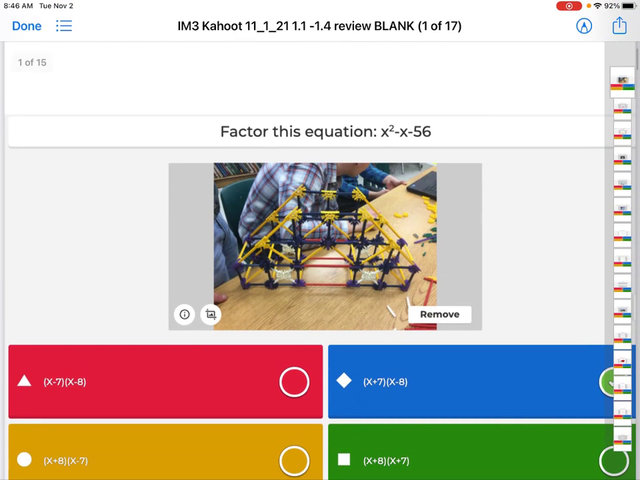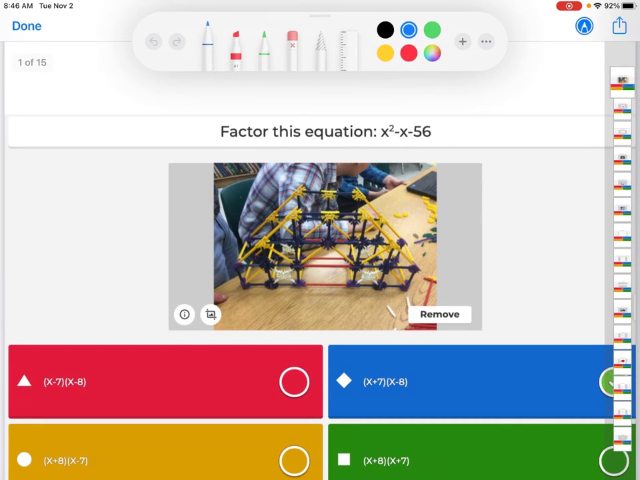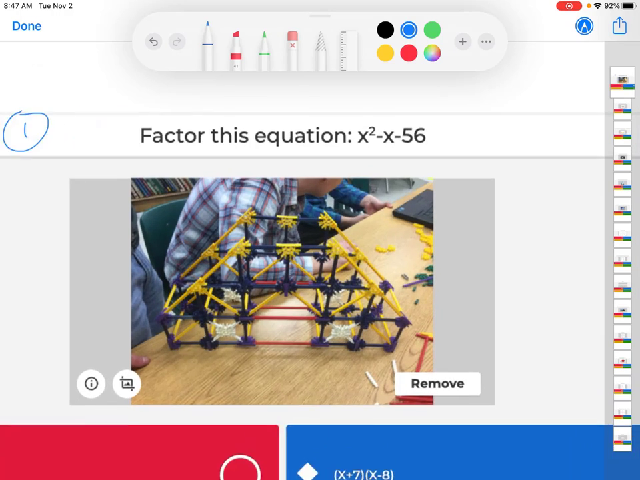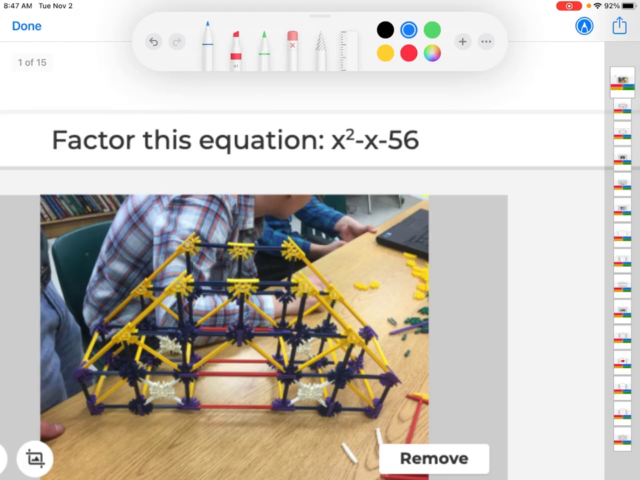Hey math lovers, let's go over this Kahoot we did in class. So this is question number 1. How do you factor this? Well, you can use different methods like guess and check, but I've been using the Xbox method. And if you write standard form, notice there's no parentheses here.